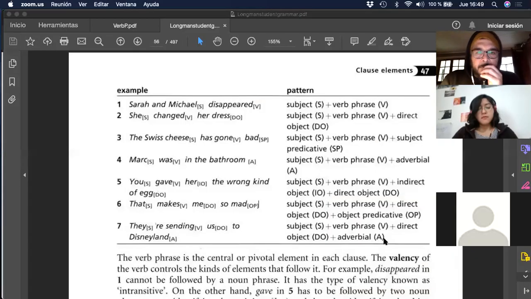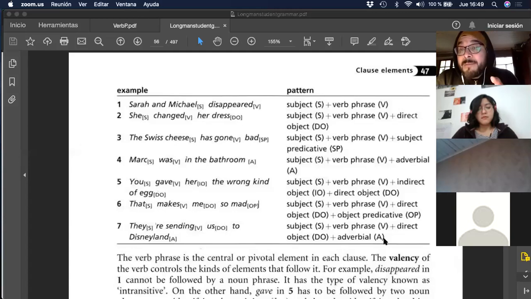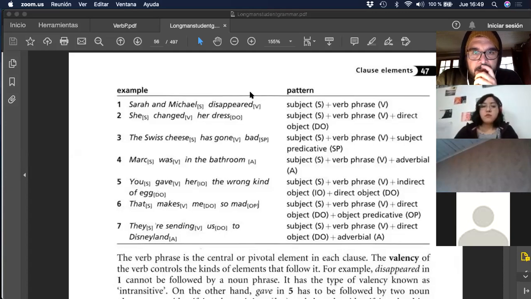Ya. Con esto, ahora estamos viendo mi libro, ¿cierto? El libro que ustedes también tienen en teoría. Dice, Sarah Michael disappeared. Entonces son dos frases, ¿cierto? Yo las veo, miro al libro, digo, son dos frases, sí, porque está la verb phrase y el sujeto, dos frases. Subject, verb, estamos al otro lado.